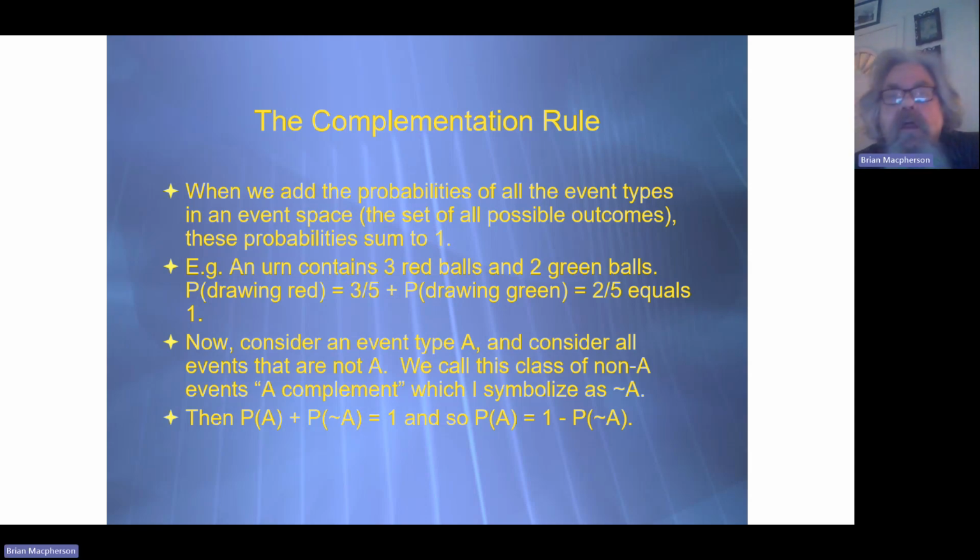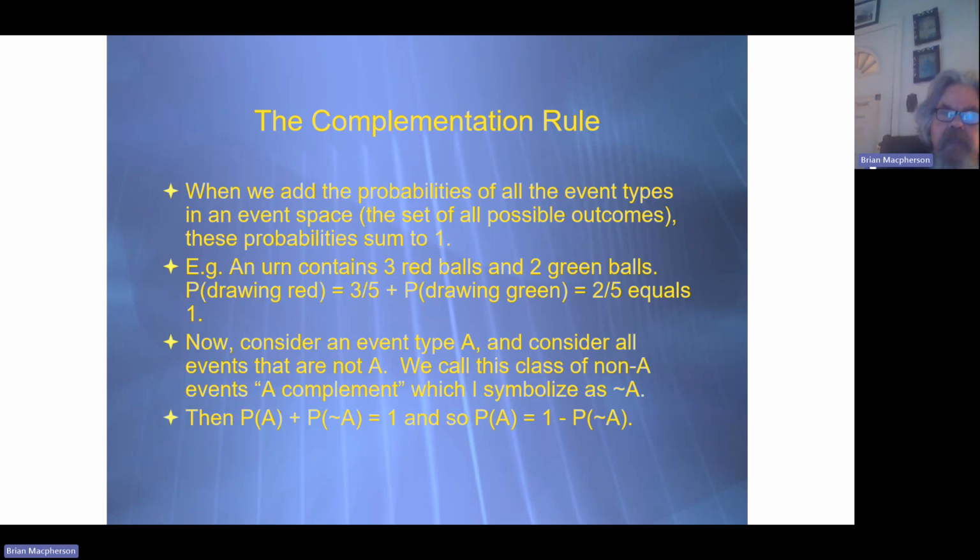All right. So the other topic I want to cover this week is the complementation rule. And this allows you to do slightly more complex calculations when you have three conjunctive or disjunctive events, right? So last week we primarily focused on just when you have two events, right? But this week we're going to complicate things a little bit and look at when you have conjunctive events that consist of three conjuncts, or disjunctive events that consist of three disjuncts, all right? So as I say on the slide here, when we add the probabilities of all the event types in the event space, these probabilities sum to 1, right?